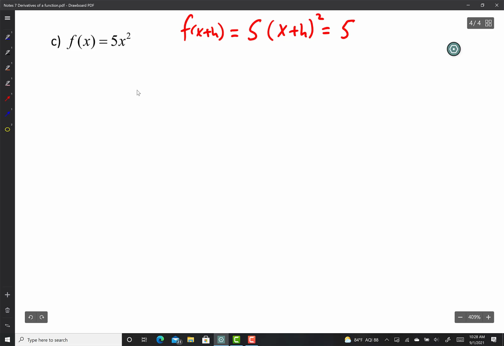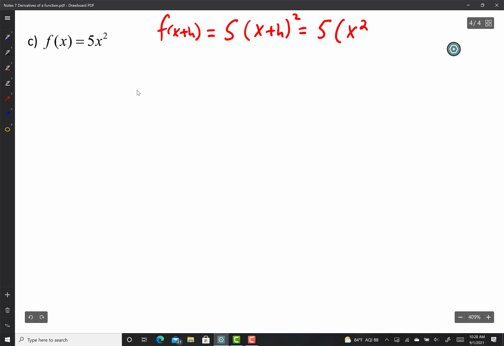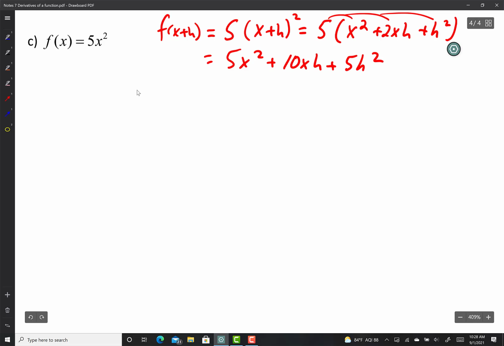I promise. Look, x times x is x squared. X times h is xh. So you're going to have 2 of those. H times h is h squared. Then distribute the 5. So this is 5x squared plus 10xh plus 5h squared. See? And now we're ready.